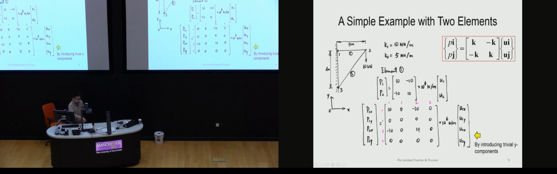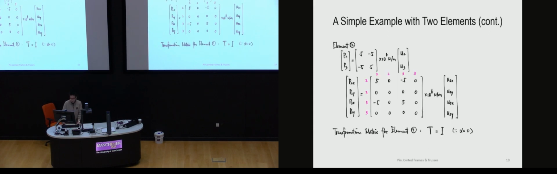And then, as I did here on the paper, you are able to extend it from an element system that only acts along the axial direction to a general formula by introducing a trivial y component, 0 0, right? So this is the first thing you could do. And the good thing is that this element is placed exactly horizontal, so you don't need to rotate it. It's already in the global coordinate system. This is for element 1. Okay, so that's good.